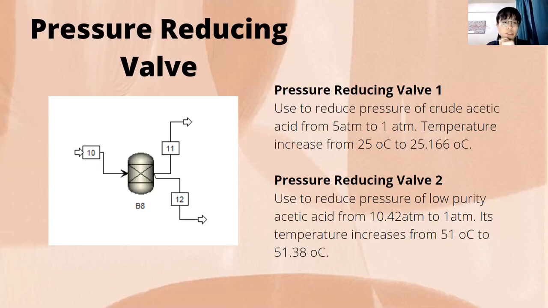Pressure reducing valve 1 is used to reduce the pressure of crude acetic acid from 5 atm to 1 atm. The temperature increased from 25 degrees Celsius to 25.166 degrees Celsius. While pressure reducing valve 2 is used to reduce the pressure of low purity acid from 10.42 to 1 atm. Its temperature increased from 51 degrees Celsius to 51.38 degrees Celsius.